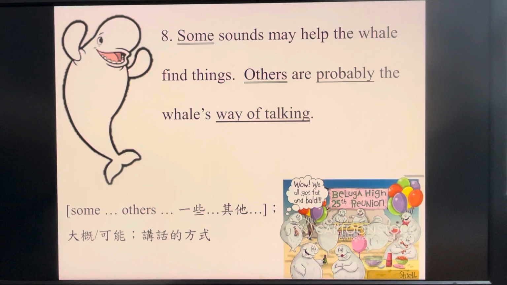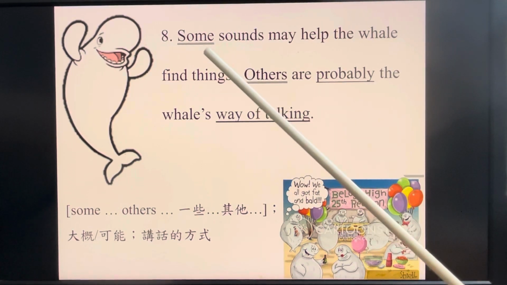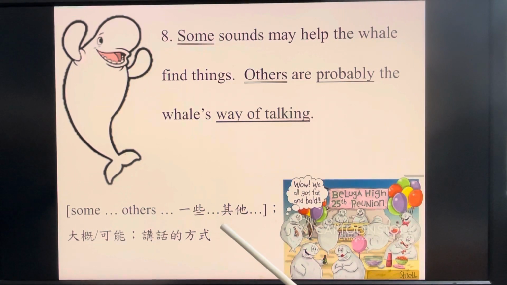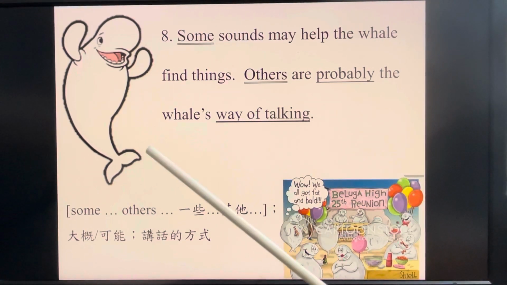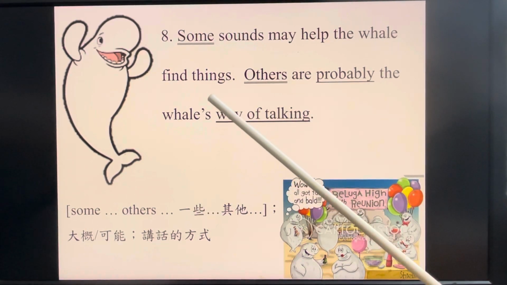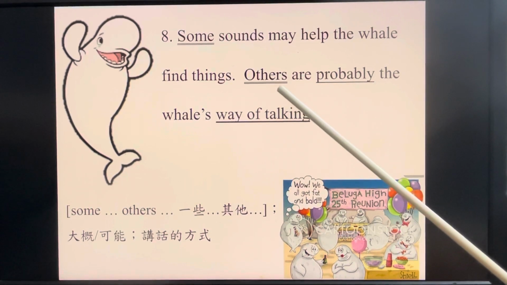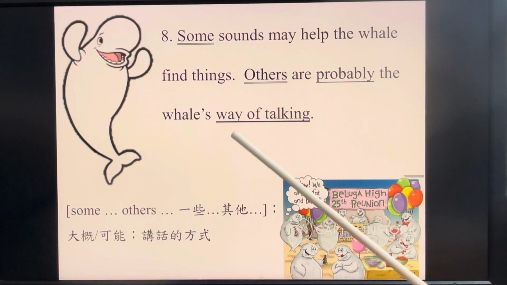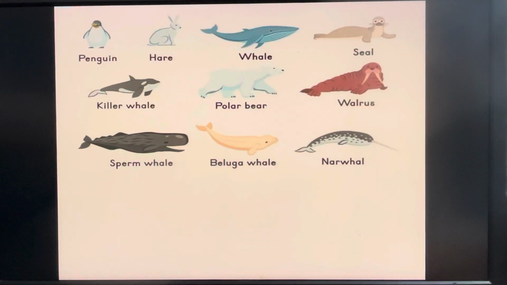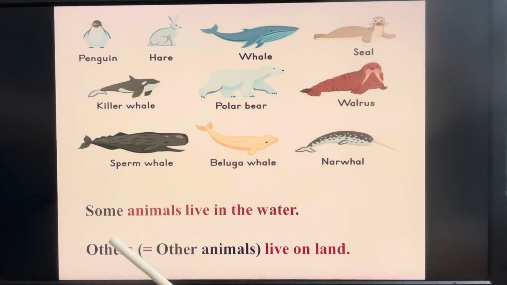Some sounds may help the whale find things. Others are probably the whale's way of thinking. So here we have a usage called some and others. In your homework, you have to do this usage. 一些是怎么样的，其他的是怎么样的。So some sounds from the beluga whale will help the whales find things. Other sounds, others here means other sounds. 其他的声音 probably 是他们讲话的方式。Let's look at the usage of some and others.